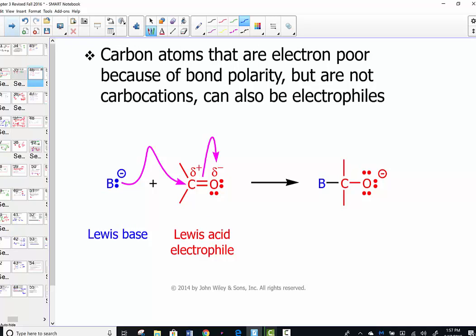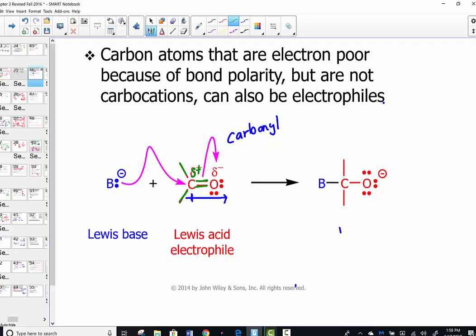There are other electrophiles other than just positively charged ions, and that has to do with electronegativity differences between polar bonds. Remember this functional group called a carbonyl, C double bond O? The electronegativity difference between the carbon and the oxygen is significant enough that the positive charge falls on the carbon. It is not an ion because it still has 4 bonds, but the carbon itself is electron deficient based on the polarity of the bond.